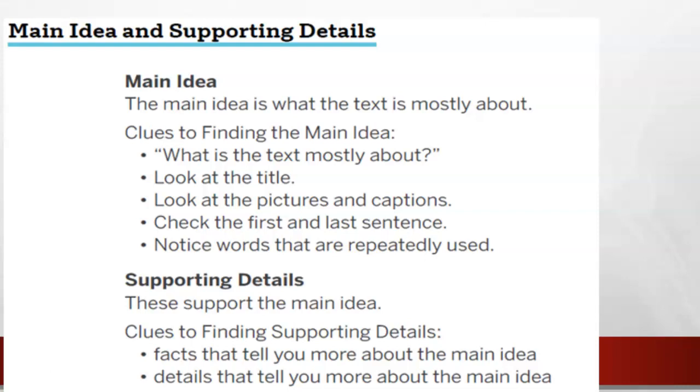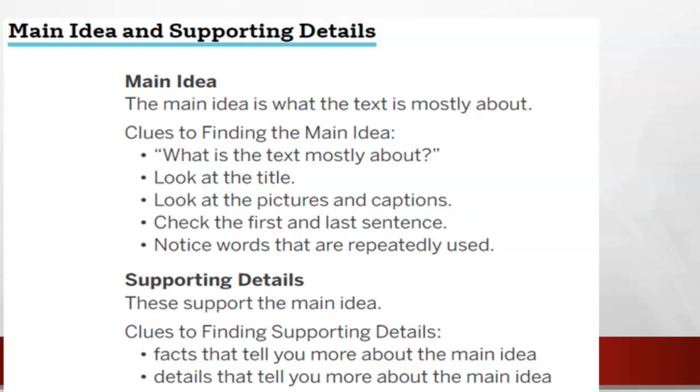So clues to finding what the text is mostly about is looking at the title. We talked about that during one of our live sessions. So look at the title, look at the pictures and the captions, and check the first and last sentence. And then I want you to pay attention to words that are used over and over again. So if you're looking at the first paragraph and they use the word frog 5 or 6 times, then you know that the main idea for that paragraph is mostly about frogs.